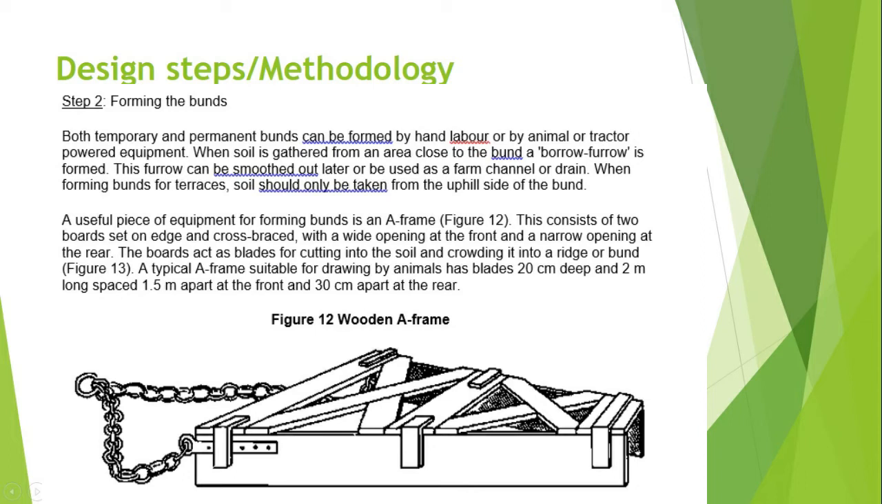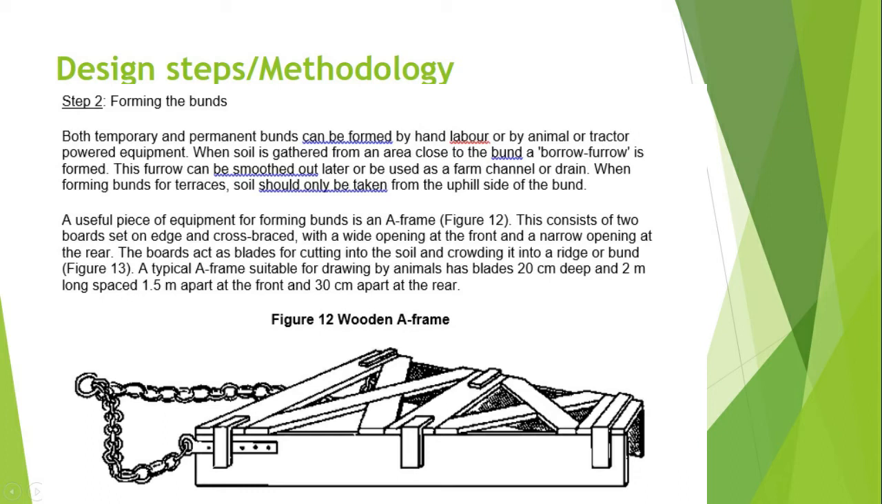Bands form an important part of any basin. Bands are small earthen borders which contain the irrigation water within the basin. The height of the band is determined by the depth of the irrigation to be maintained within the basin. A useful piece of equipment for forming bands is an A-frame. You can see in the figure.